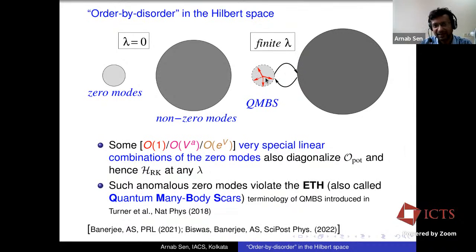Okay. And so basically these directions are something which I would call anomalous zero modes. And the punchline is, if you take any initial state which has a strong overlap with these anomalous zero modes, that state would not thermalize. That state would show anomalous thermalization. Okay. So such anomalous zero modes would violate this paradigmatic eigenstate thermalization hypothesis. And these are also sometimes called quantum many-body scars in the literature.